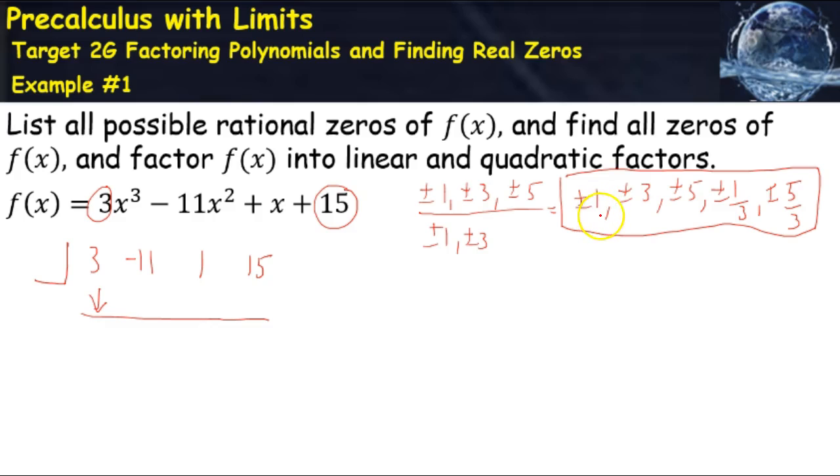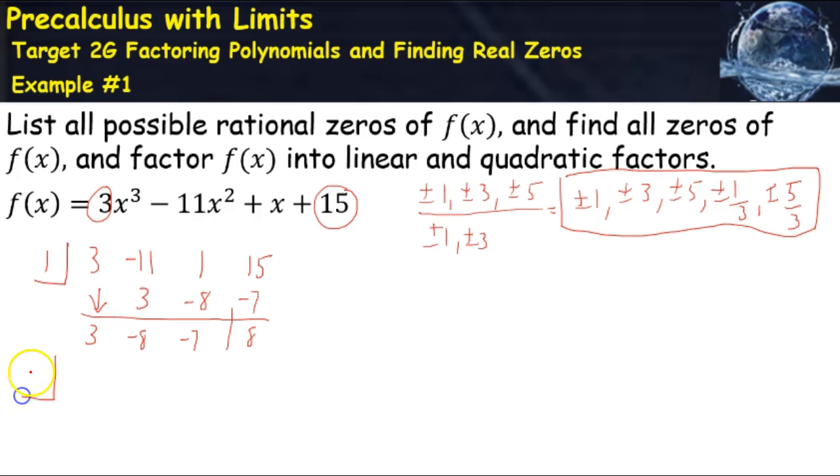So I always start with plus or minus 1, then plus or minus 3, and maybe 5 before I try 1/3 or 5/3. It's just easier to do the math this way. So let's start with positive 1 and see what happens. The 3 comes down, then 1 times 3 gives me 3, and negative 11 plus 3 is negative 8. 1 times negative 8 is negative 8, and 1 plus negative 8 is negative 7. This gives me negative 7, and this is 8. So that one didn't work.